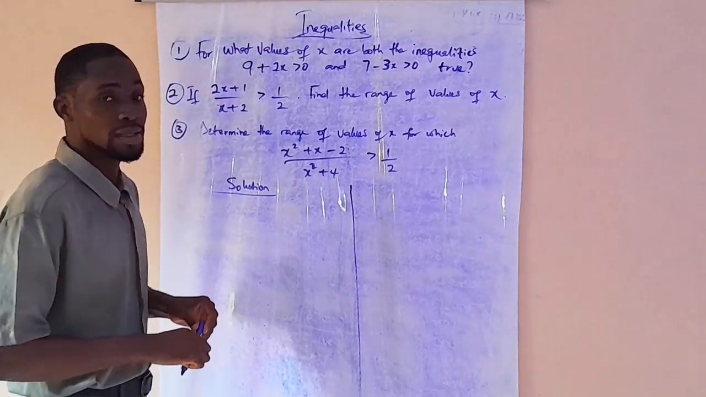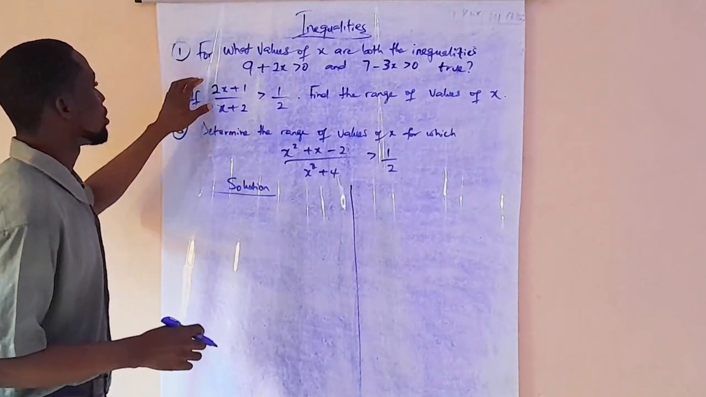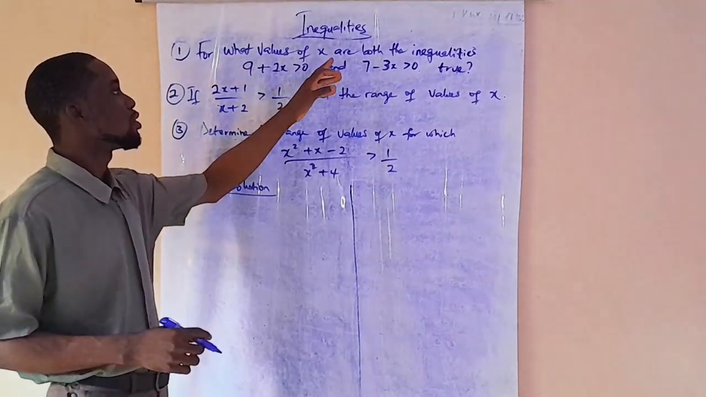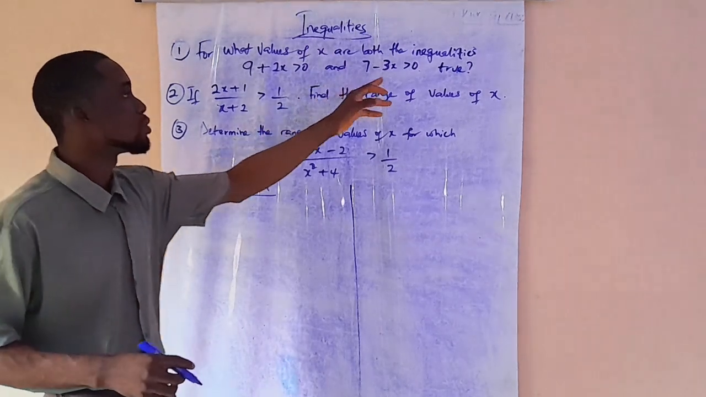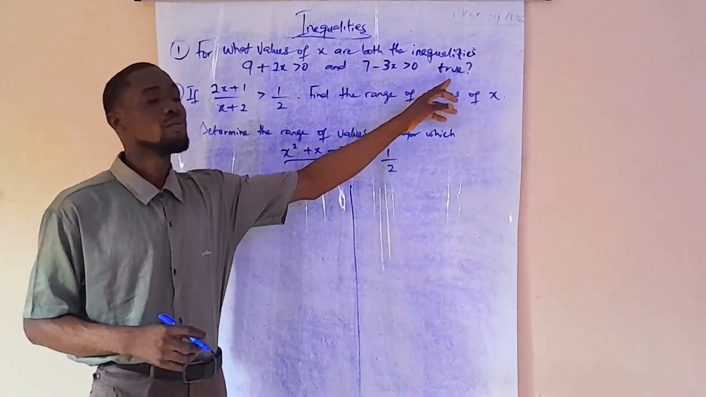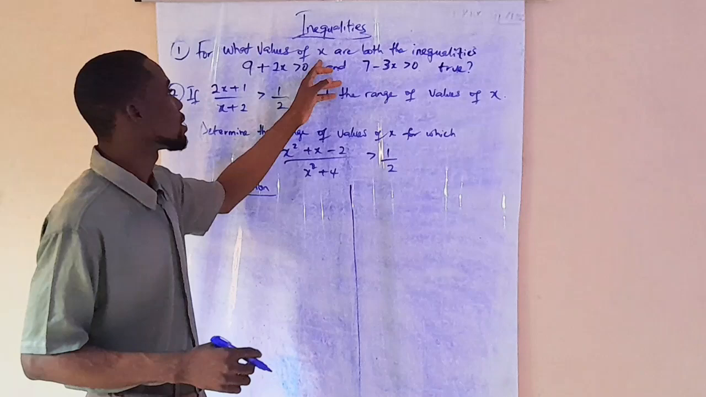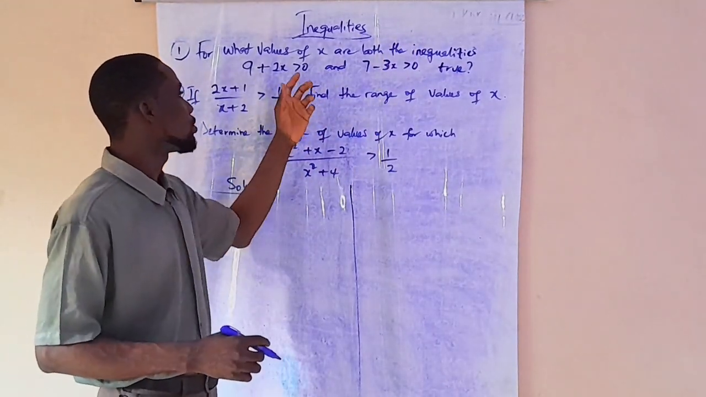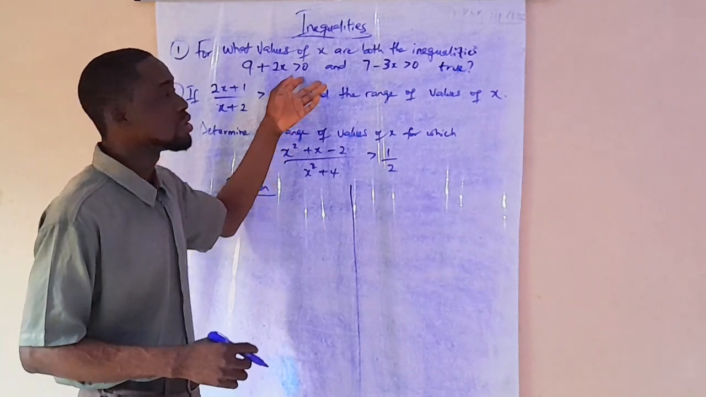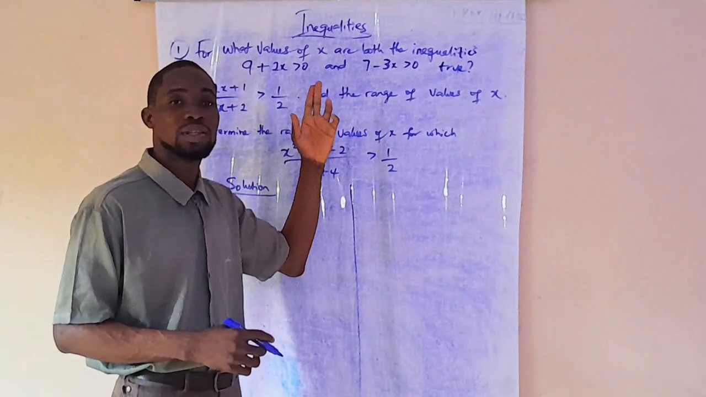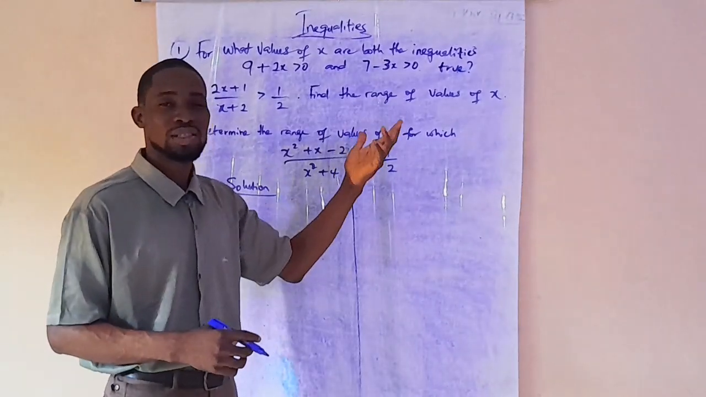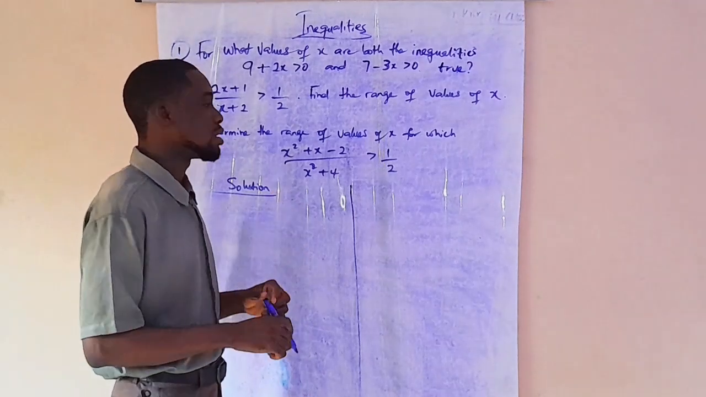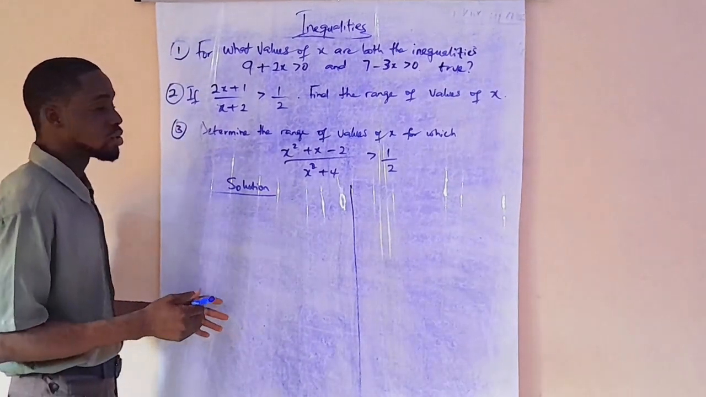In today's class, the first question says, for what values of x are both the inequalities true? It means I should solve for x in both cases. Then I would get a range of values, basically just to align them together. So how do I go about the solution?